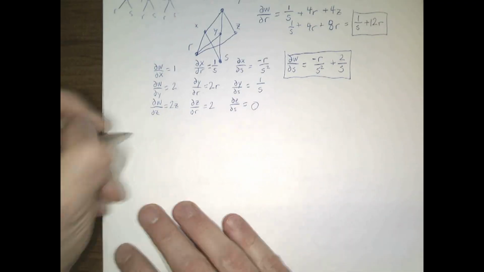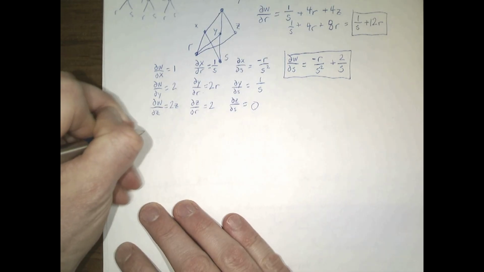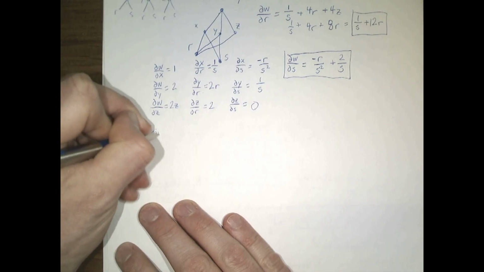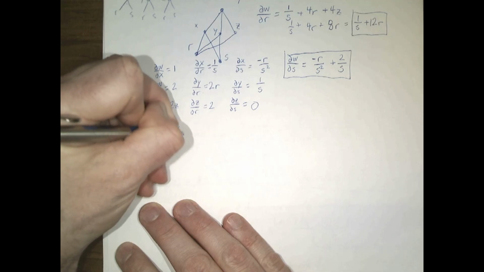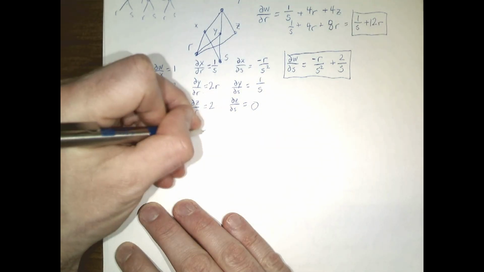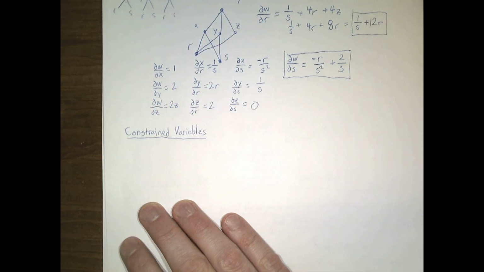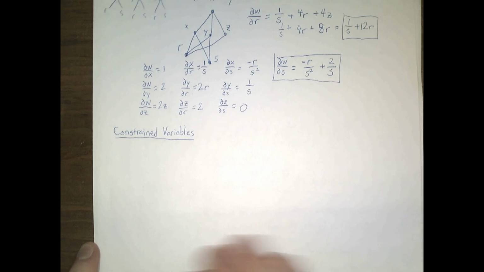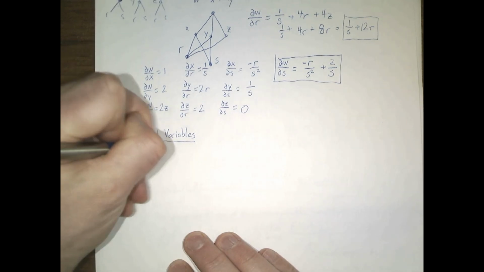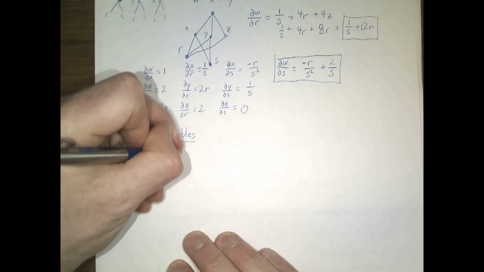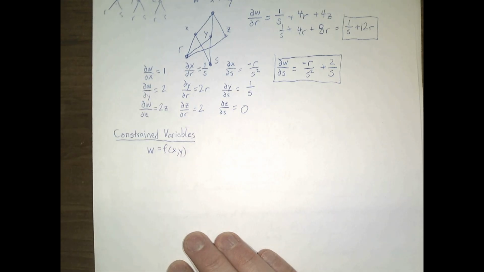The last thing we want to talk about regarding this topic of the chain rule is what happens when some of your variables are constrained. In other words, especially in physics or science, where you're looking at the relationship between many things, you can have w as a function of x and y, and then x and y are all constrained to behave a certain way by some other relationship.